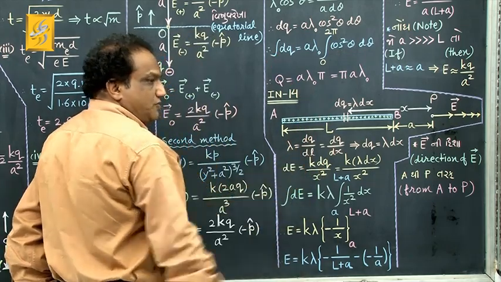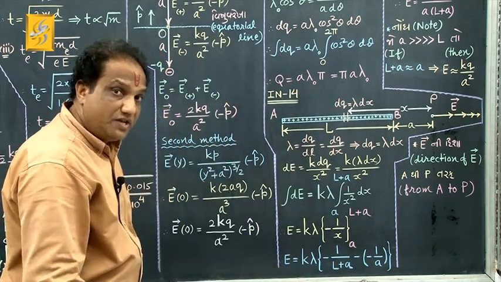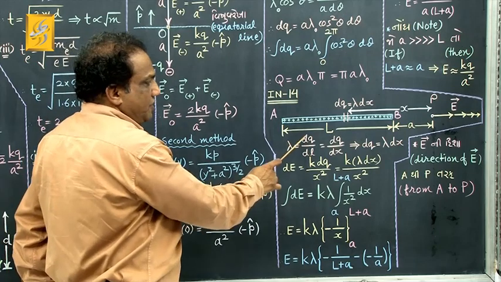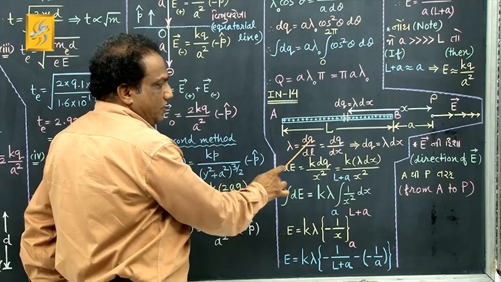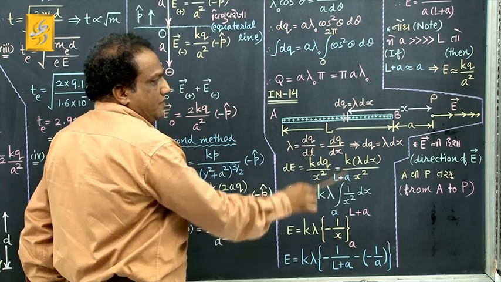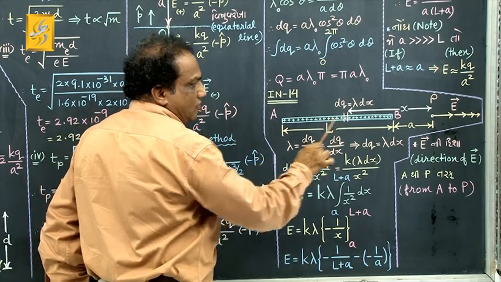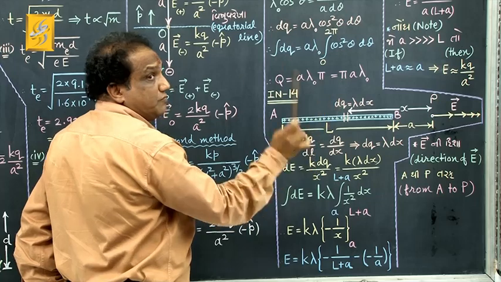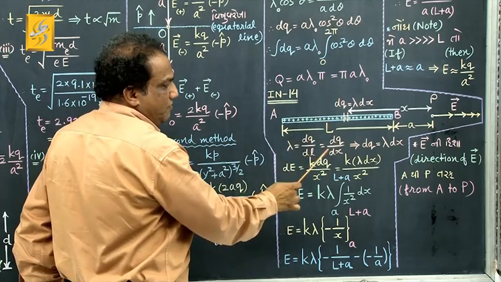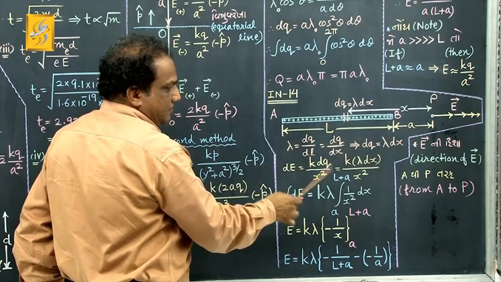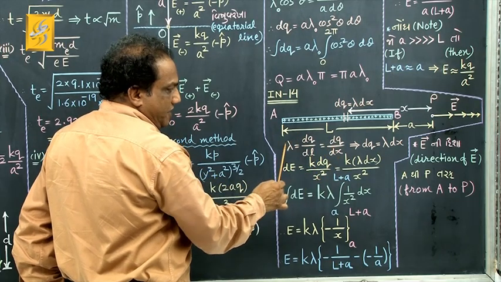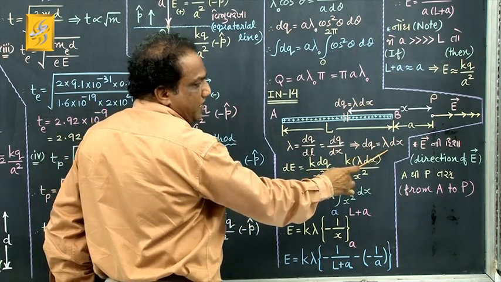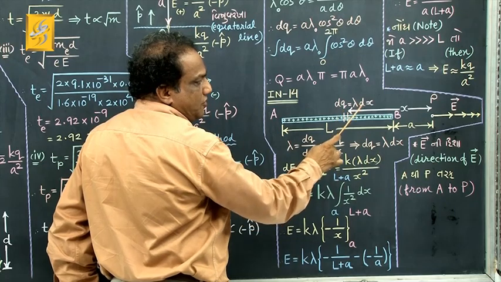For a linear charge distribution, would you not recall the formula for linear charge density? It is lambda equals dq upon dl. Because this length is aligned along the x-axis, I would like to show it by the symbol dx. So instead of dl I am putting dx. So dq will be lambda into dx.